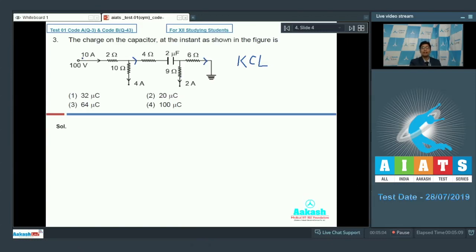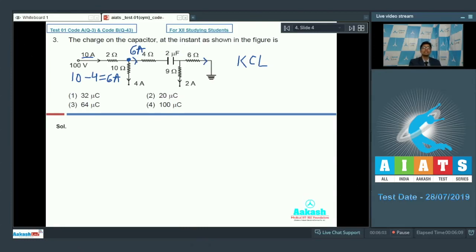Since a 10 ampere current is flowing inwards towards this junction and a 4 ampere current is exiting away from the junction, the remaining current will be equal to 10 minus 4, which will be equal to 6 ampere. This much amount of current would be flowing into the arm.